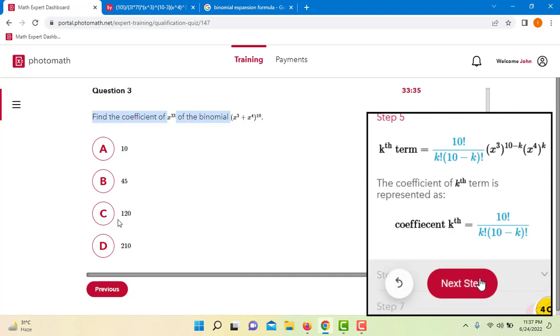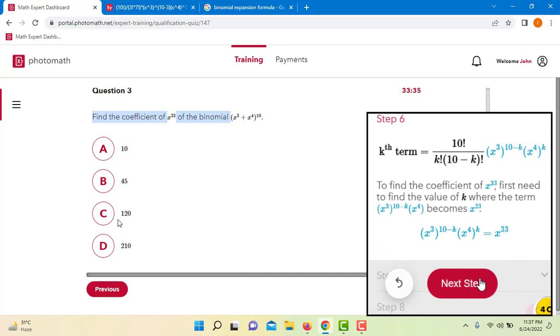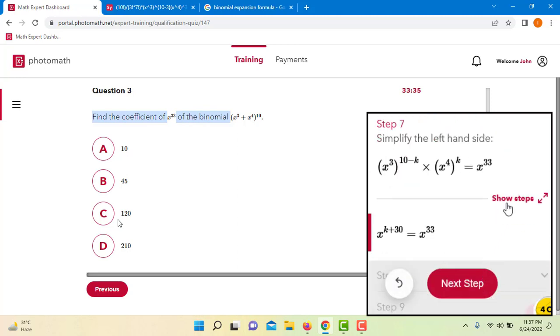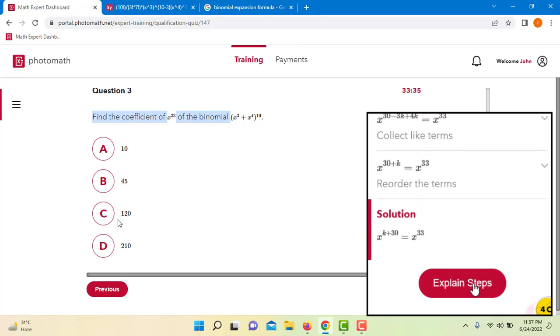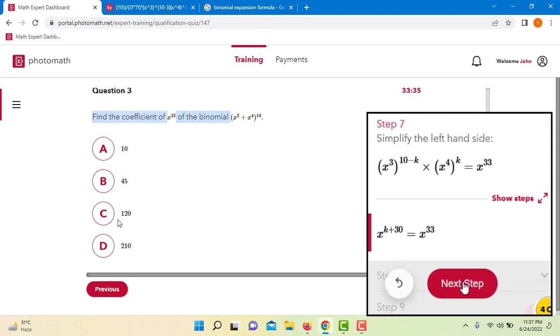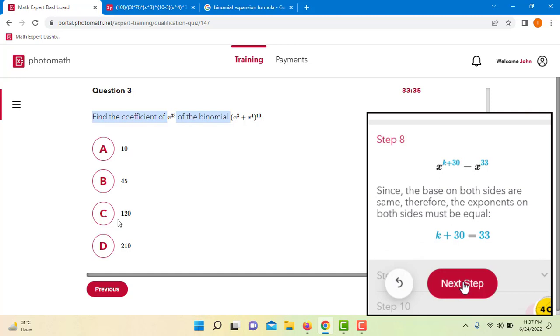The term written in blue color is the coefficient of the kth term, whereas in the next step the expression highlighted is the literal coefficient of the kth term. We need to find the coefficient of kth term when the literal coefficient of the kth term is x power 33. Therefore, equate the kth literal coefficient with x power 33. Simplify the equation. The details of the steps are shown in the solver. Since both sides are equal and have the same basis, therefore the exponents should also be equal. Now the new equation becomes k plus 30 equals 33.